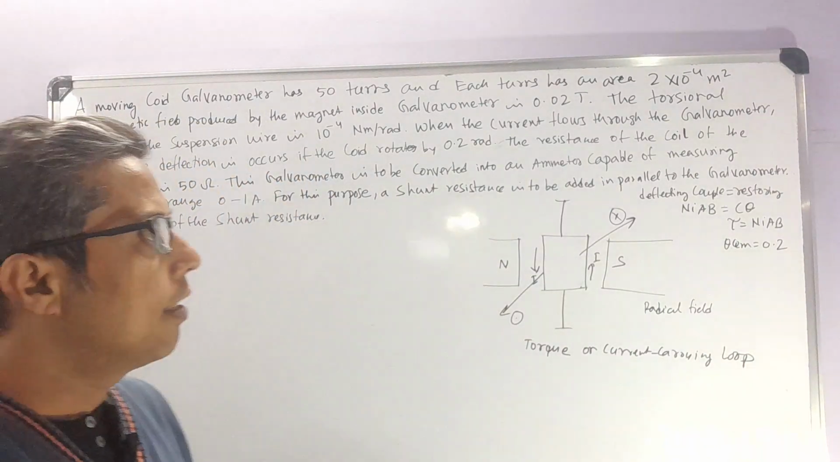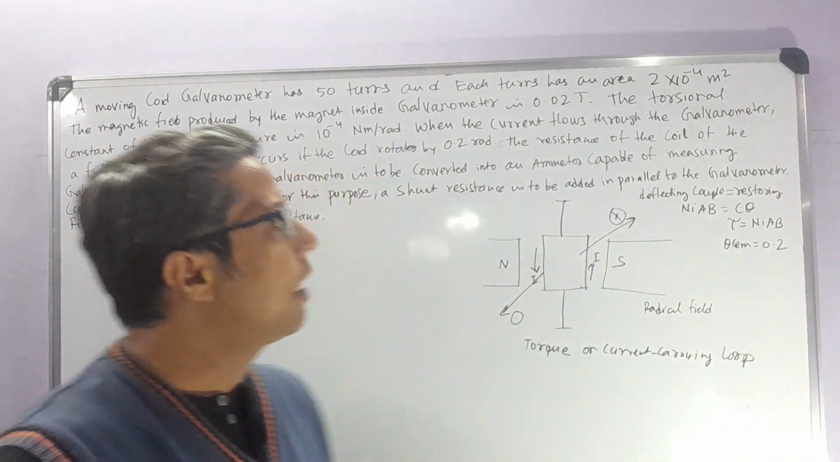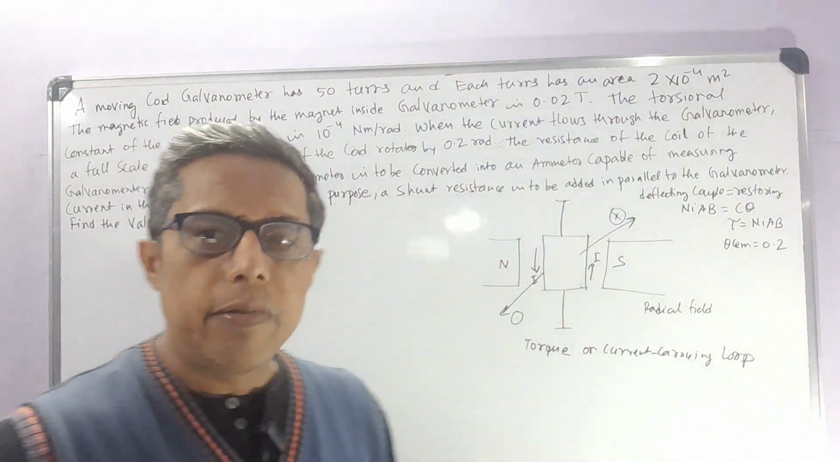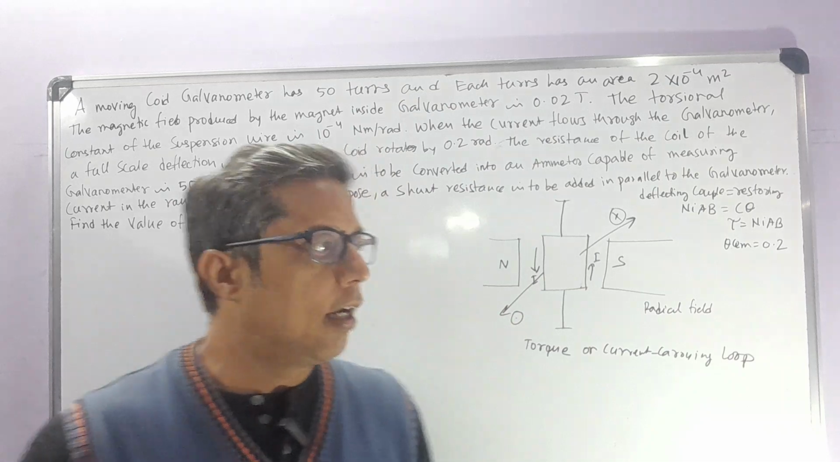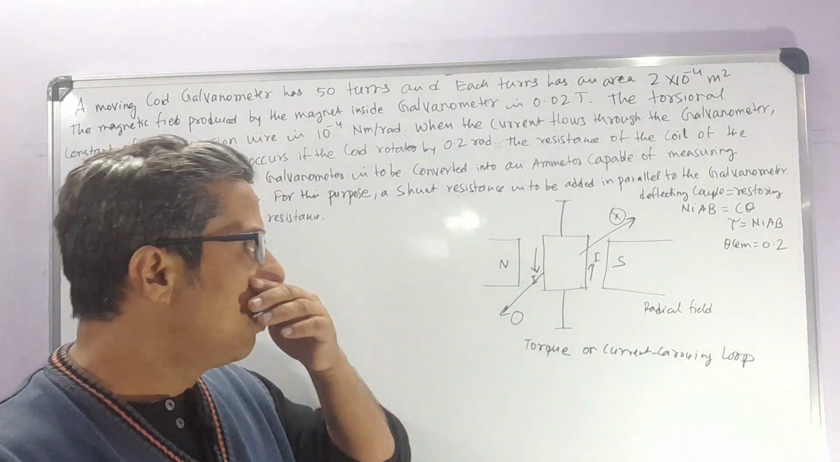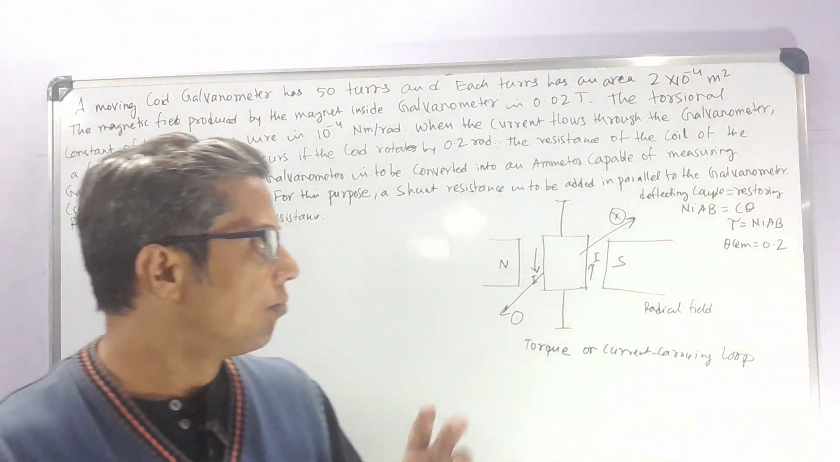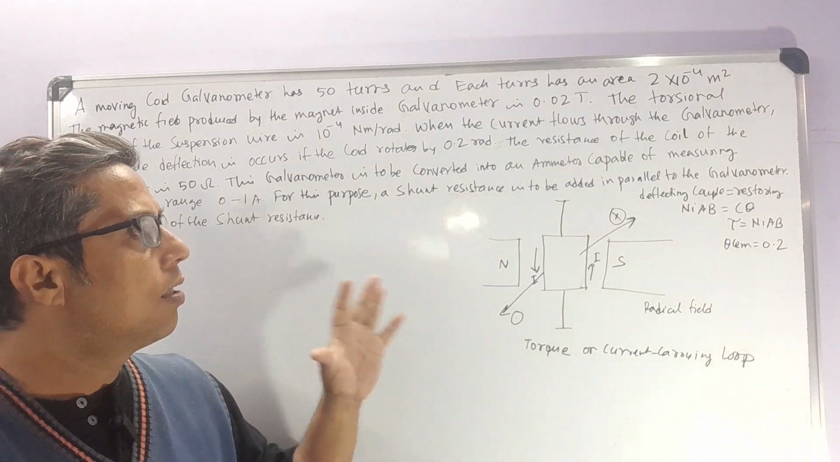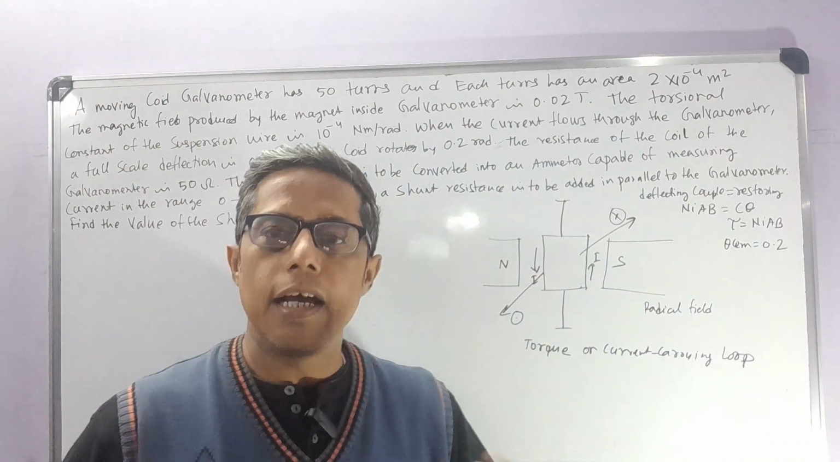So, we have to understand the problem. What is the statement? The statement is that there is a galvanometer. In this galvanometer, a current is passing, right? And there is a deflection. Now the question is that most of the parameters are given. The galvanometer is to be converted into an ammeter.